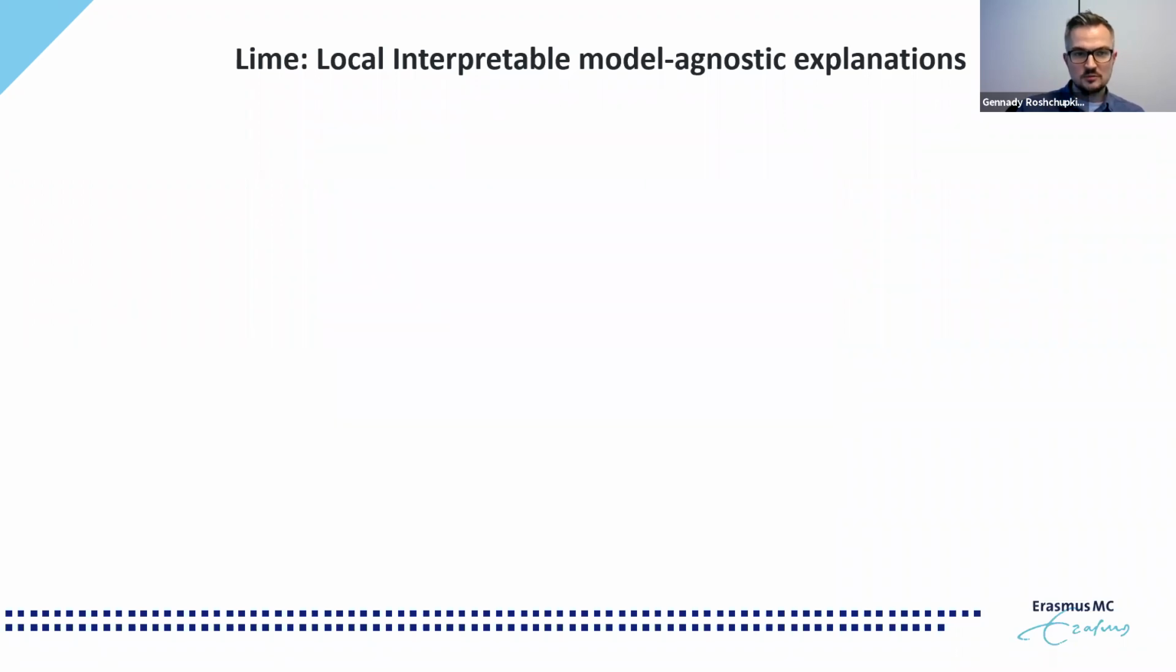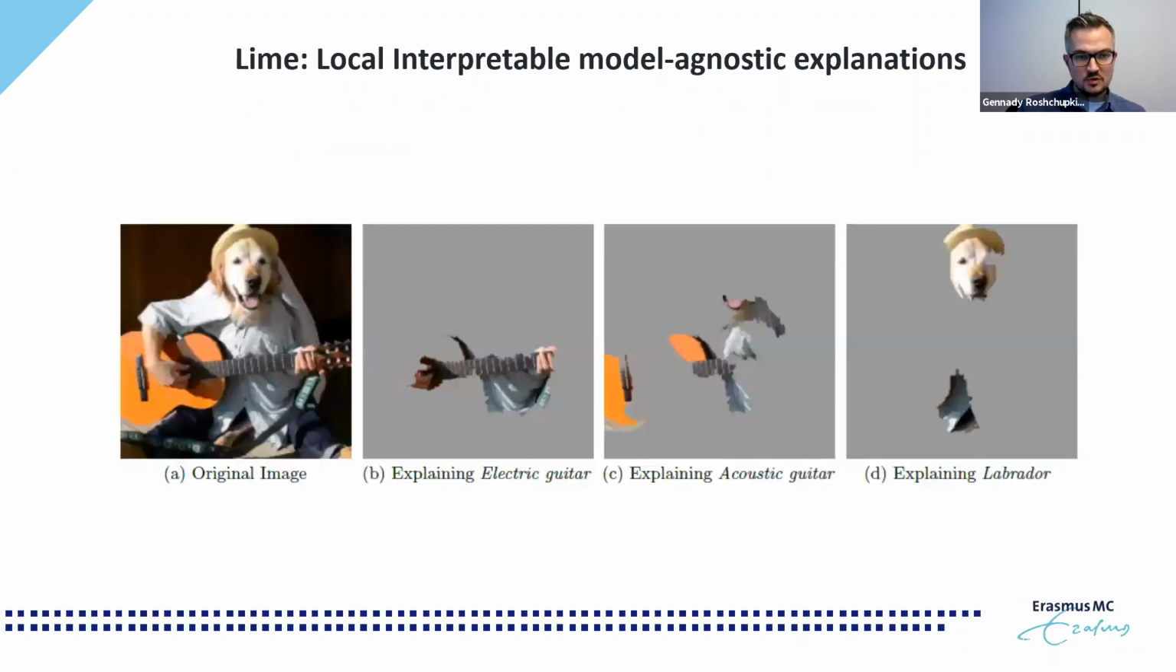How it works, basically: if you have an input image and you want to classify, say, an electric guitar or a dog, then you can interpret the network to see which part of the image was important for the guitar classification or for the Labrador.